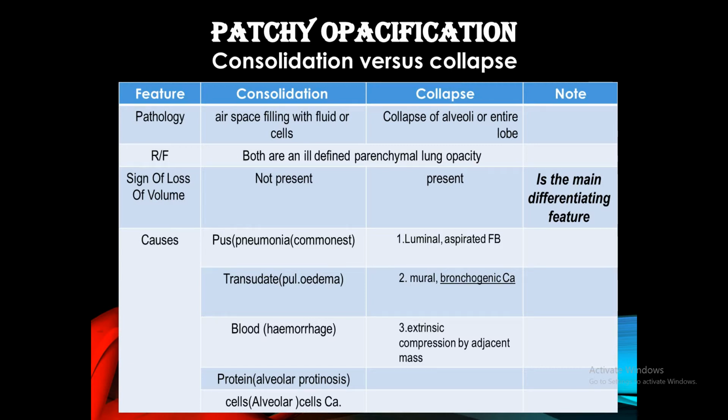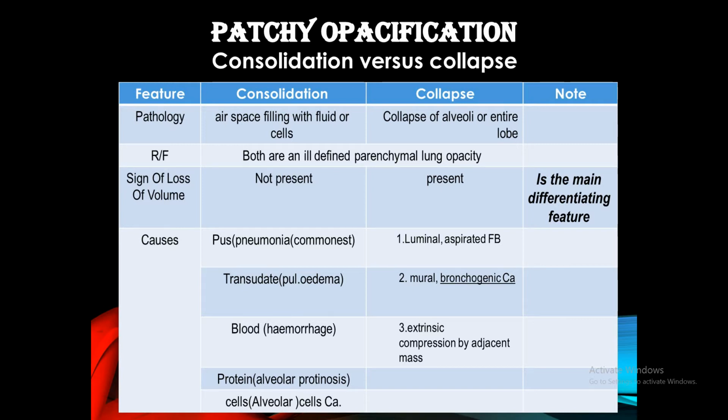يعني الاير اللي موجود بالالفيولاي is replaced by something. ممكن يكون exudate like the pus, or transudate like pulmonary edema, blood like hemorrhage, or protein like alveolar proteinosis, and lastly it could be cells مثل alveolar cell carcinoma.